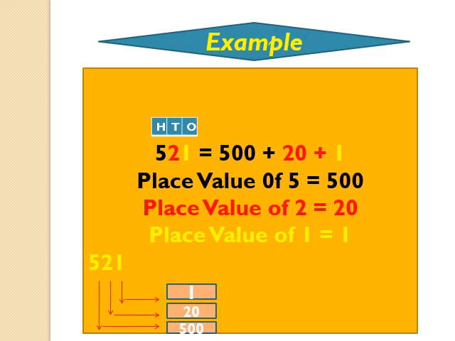Now our next digit is 2. It comes under tens place, so its place value becomes 2 tens, which means 20. And our last digit is 1, and it comes under ones place, so its place value becomes 1 ones, that is 1. Now we have to add all these place values, that is 500 plus 20 plus 1, and in this way our expanded form is made.